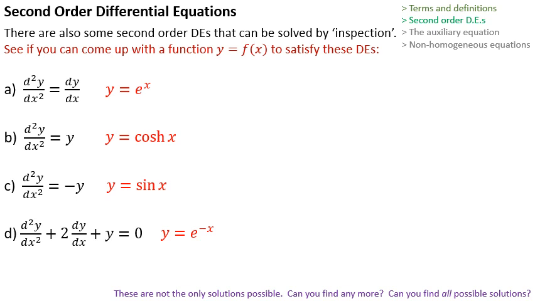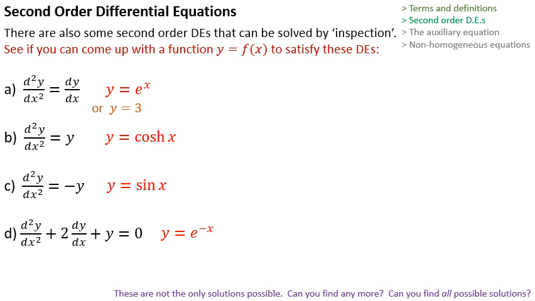Let's look at a few more solutions that I've found for these 4 differential equations. For part A, I also found y equals 3. That works just as well as y equals e to the x. Think about it. If you differentiate 3, you get 0. If you differentiate 0, you get 0. So the second derivative is the same as the first derivative because they're both 0.